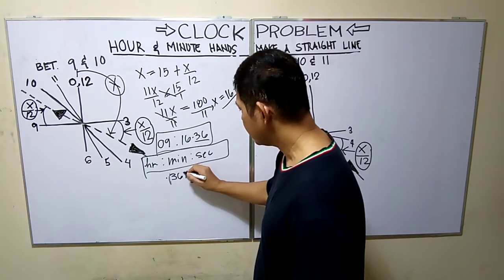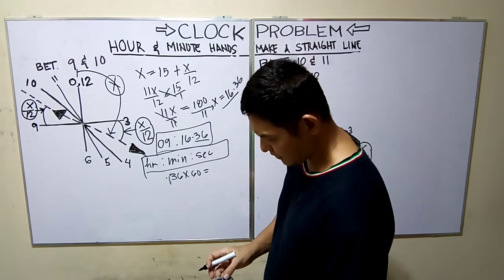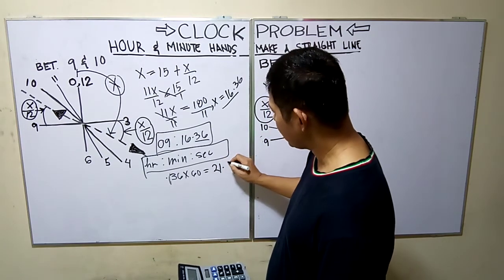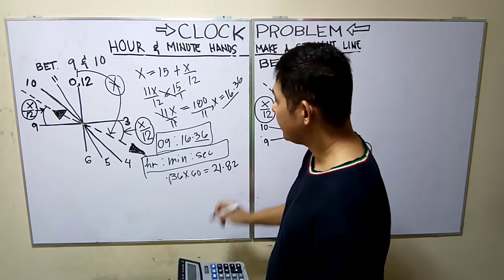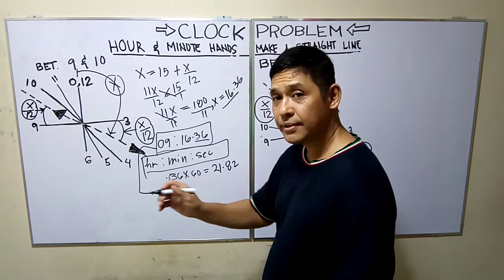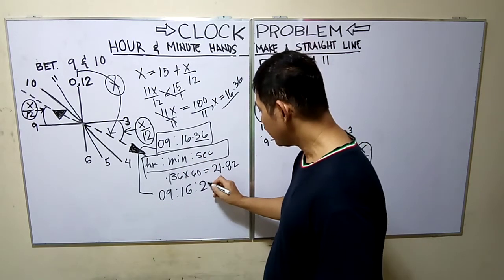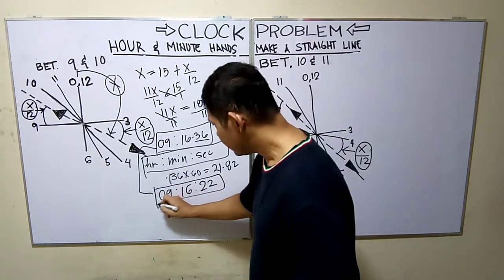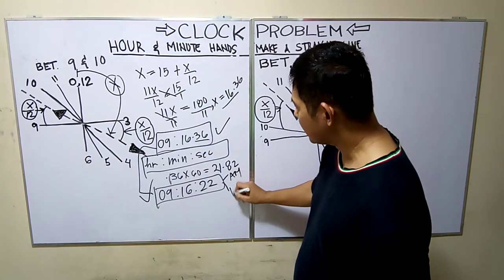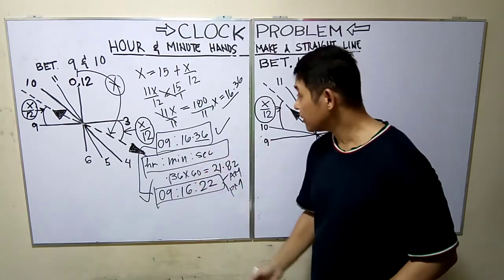0.36 times 60 is equal to 21.82 seconds. Therefore, mangyari ay 09, 16 minutes, and or 21 or 22 seconds, pwede, kahit saan. So, ito naman tama to. Ito tama din. So, para sa AM and para sa PM. So, kahit saan dyan, pwede. Kung sana yung tao ay okay lang naman.